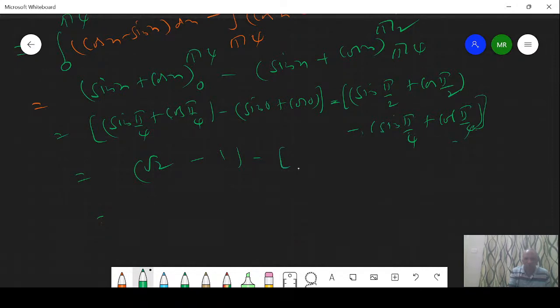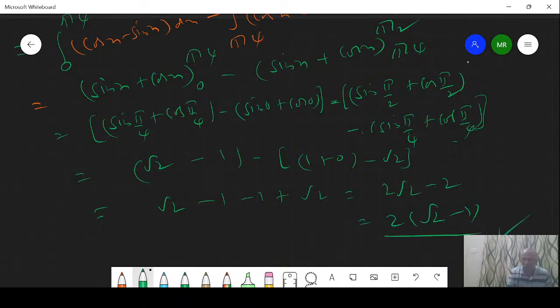Minus of sin pi by 2 is 1, cos pi by 2 is 0. This is 1 plus 0. It comes minus again sin pi by 4 cos pi by 4: 1 by root 2 times 1 by root 2, it will be root 2. So now the answer: root 2 minus 1, minus 1 plus root 2. So this will be 2 root 2 minus 2.